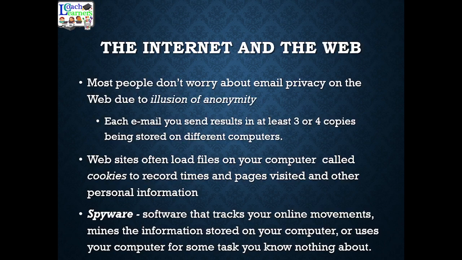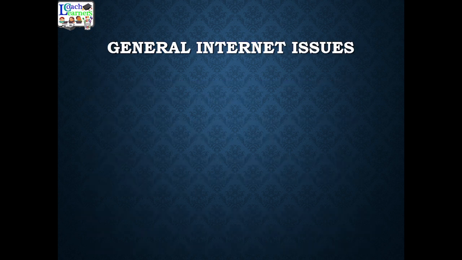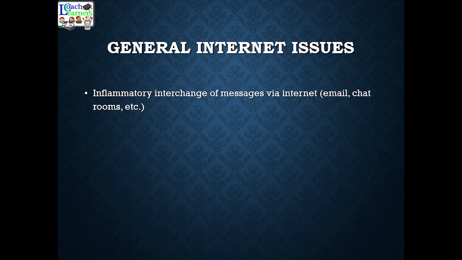Ideally, talking about the internet, we have a lot of issues, so we need to take note of how to protect ourselves from these problems. We have additional issues such as cyberbullying, or the use of inflammatory interchange of messages. We can also have people forwarding our emails, which we refer to as chain mails. We can also have viruses.